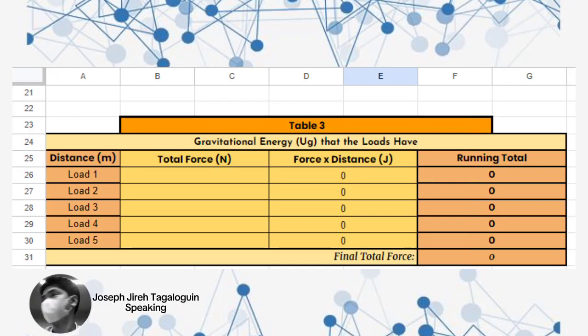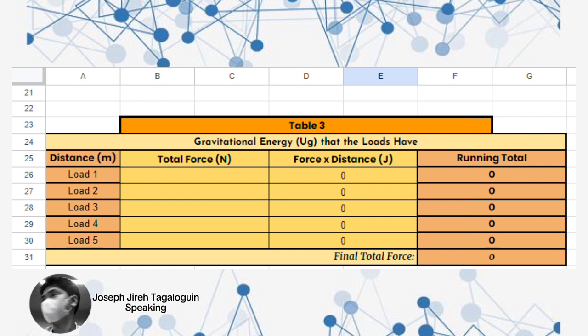Table 3, the last table, titled Gravitational Energy that the Loads Have. Like we did previously, we copied table 2 in order to create another table. We then changed the labels to distance, total force, force times distance, and running total. The only difference in the rows from table 2 and 3 was we used 3 merged cells that consisted of 2 cells. The same set of colors was again used. As regards the fonts, it was the same as well.